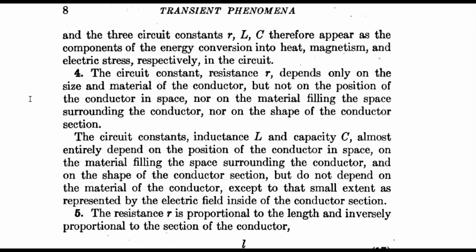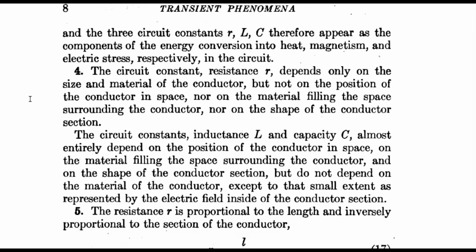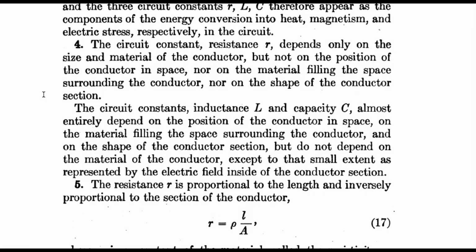4. The circuit constant resistance, denoted as R, depends only on the size and material of the conductor, but not on the position of the conductor in space, nor on the material filling the space surrounding the conductor, nor on the shape of the conductor section. The circuit constants inductance, denoted as L, and capacity, denoted as C, almost entirely depend on the position of the conductor in space, on the material filling the space surrounding the conductor, and on the shape of the conductor section, but do not depend on the material of the conductor, except to a small extent as represented by the electric field inside the conductor section.